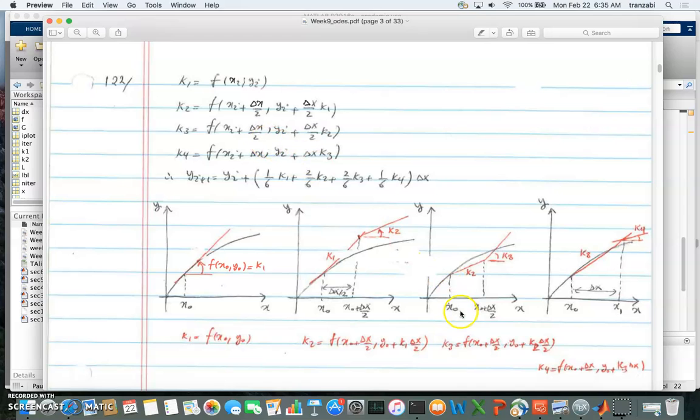Fine. Now we go to k3. K3 is at the same x value, but at a different y value, and the y value comes from y0 plus k2 times delta x over 2. So with this slope, we start from the beginning and go from here with that slope until we hit x0 plus delta x over 2, and whatever we hit is the slope at which we calculate k3. Then k4 is where we move from x0 a complete delta x step, and at this point we calculate the slope. So now we have four slopes.